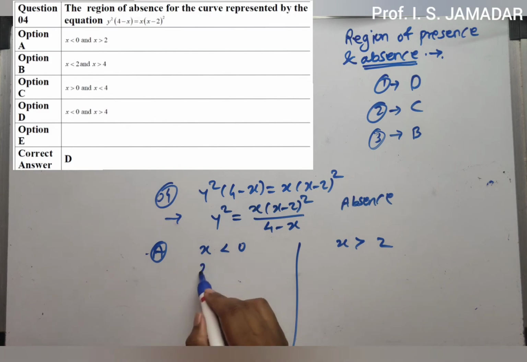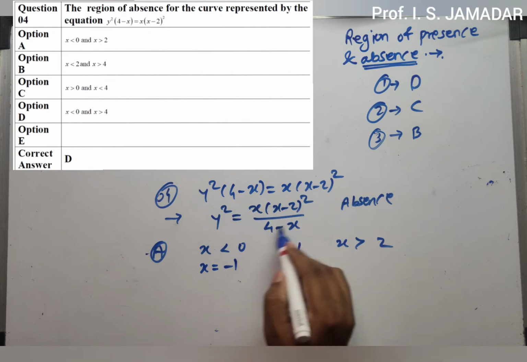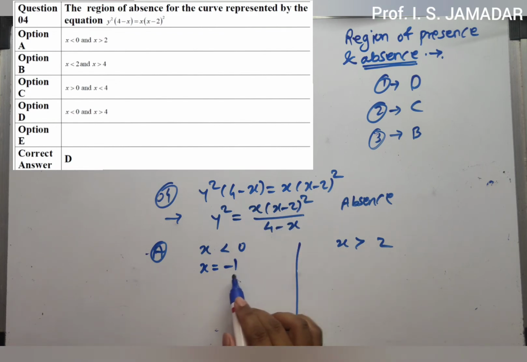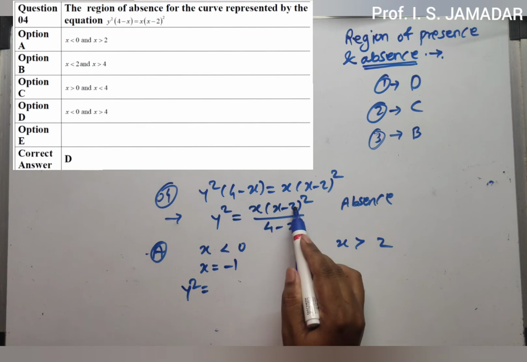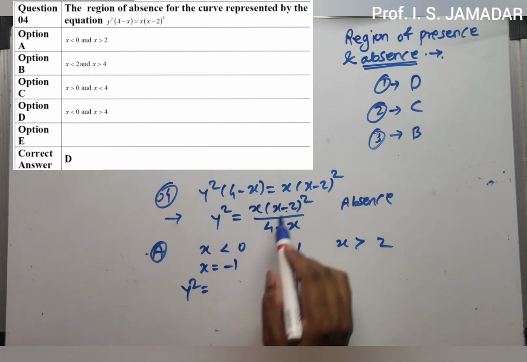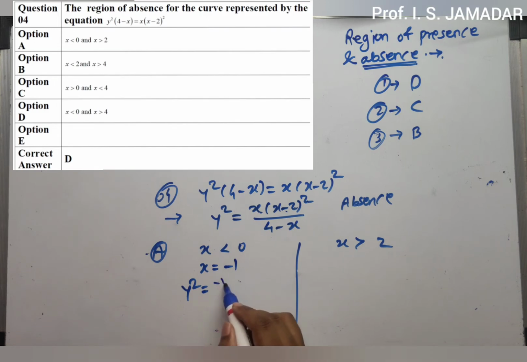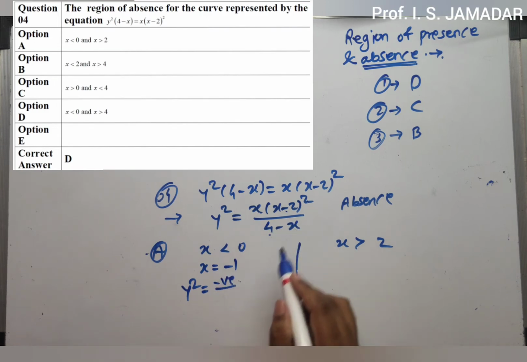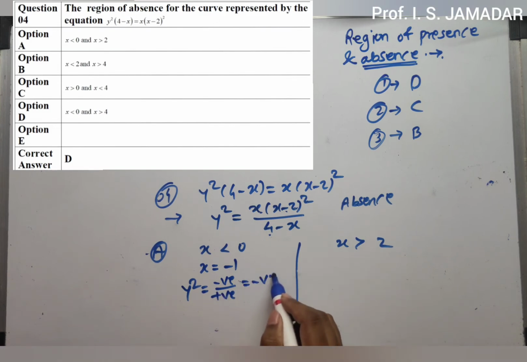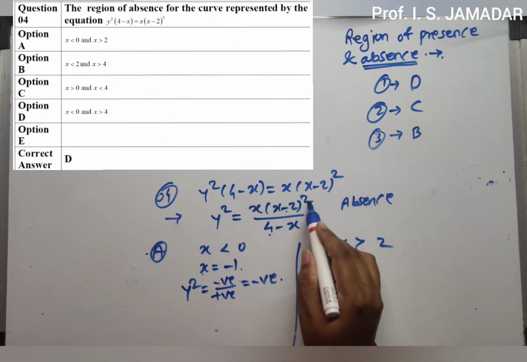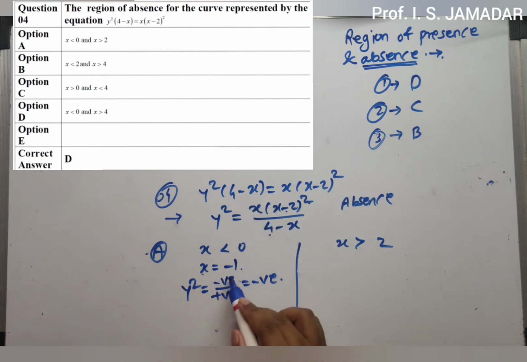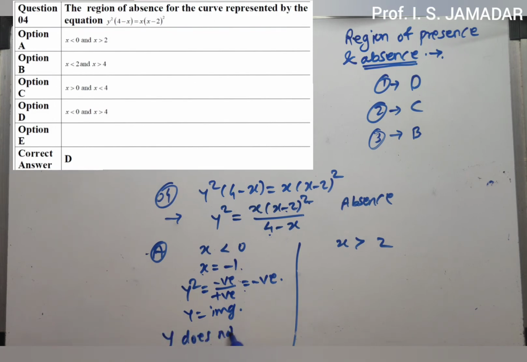For x less than 0, let us consider x as minus 1. Here there is no a, which means we can take particular values. So if I take x as minus 1, what is y square? Minus 1 minus 2 is negative, squared it is positive. So the numerator is negative and the denominator, 4 minus minus, means positive. So eventually it will be negative. If we take x as minus 1, this x is negative, but the square is positive, so the term will be negative and the denominator is positive. So eventually y square will be negative, so y is imaginary, so y does not exist.